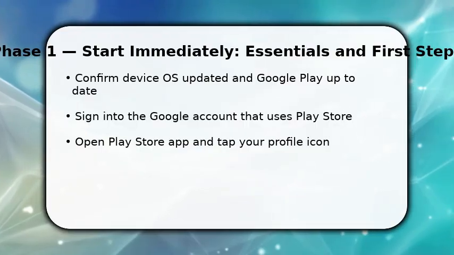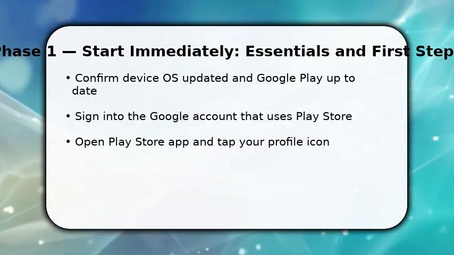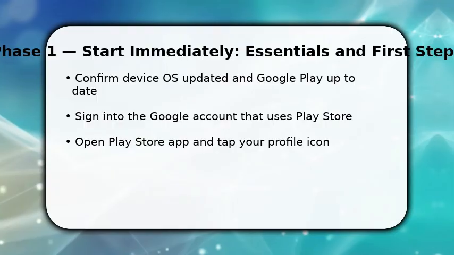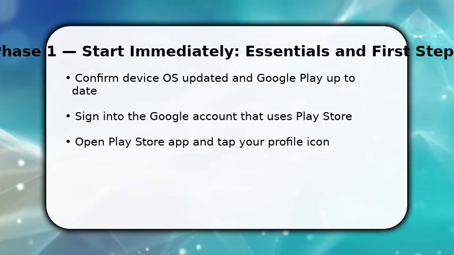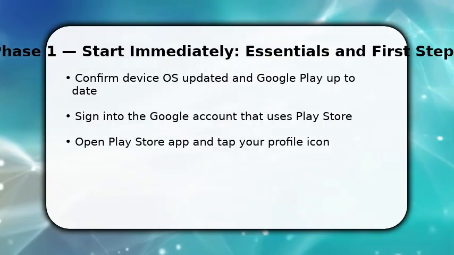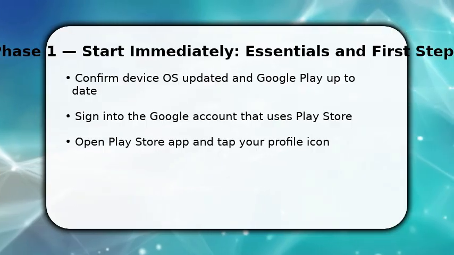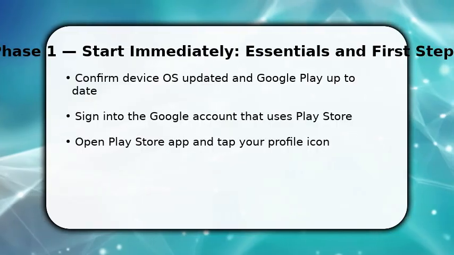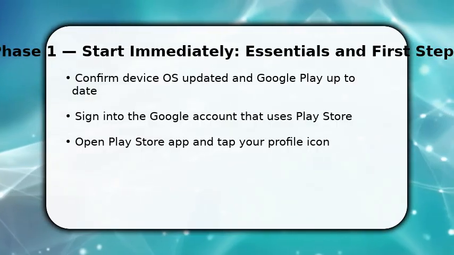You start by confirming your device is updated and you're signed into the right Google account because settings are account-specific. Once done, open the Play Store and tap your profile icon at top right. This gives access to settings where ad controls live. Make sure to close other app stores or ad blockers temporarily to avoid conflicts.